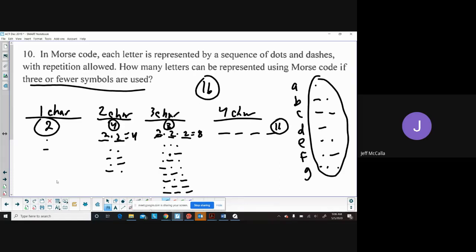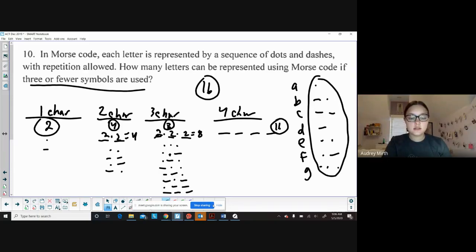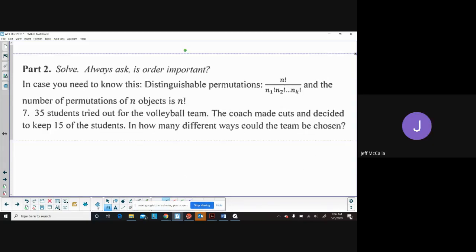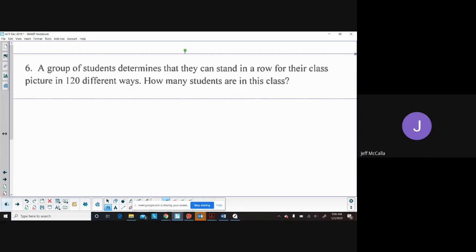Other questions? Number 6. Okay. A group of students determines they can stand in a row for the first picture in 120 different ways. Okay, so this is kind of a tough question.